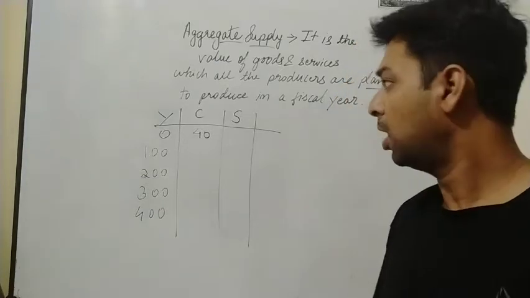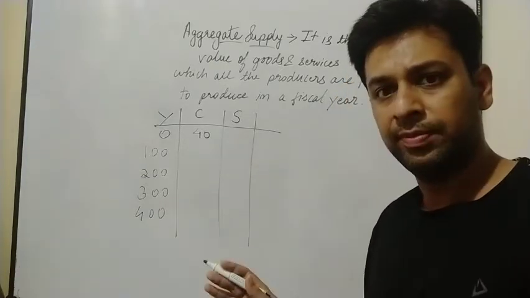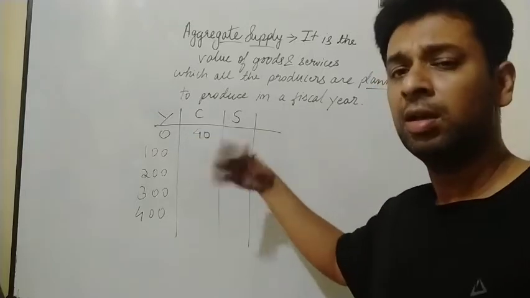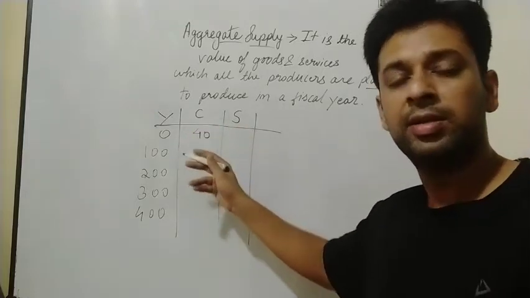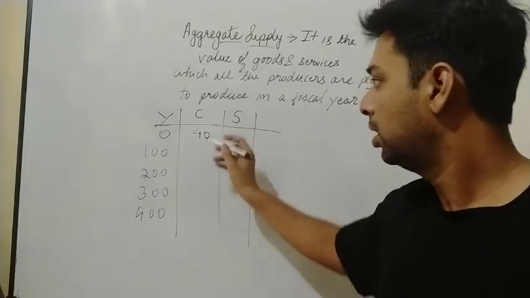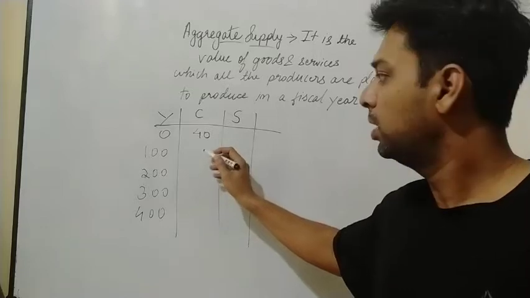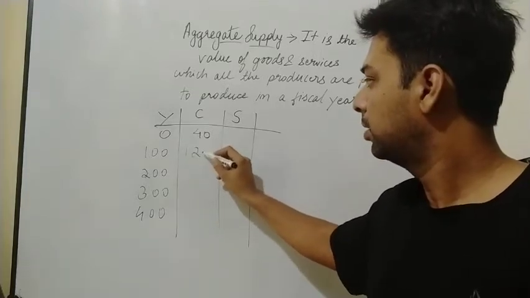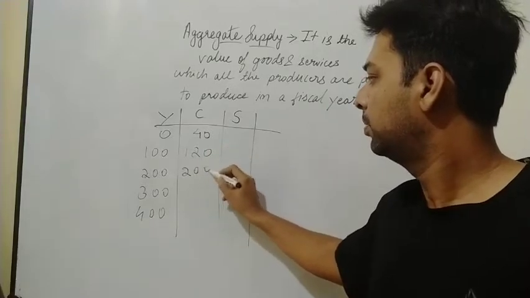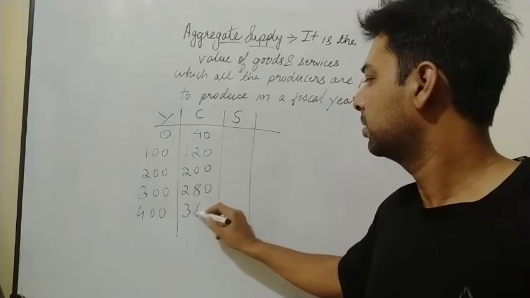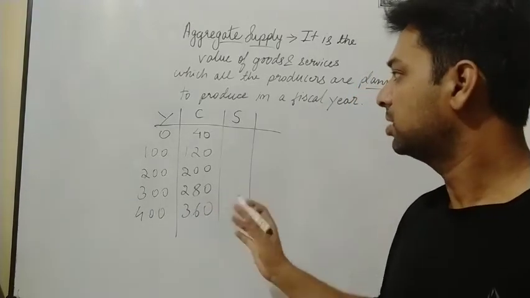Fine. Now, when you increase consumption, you will be increasing it at a lesser rate. Don't increase it at a higher rate. If you are increasing income by 100, don't increase consumption by 120 or 140 like that. So I'm increasing it by only 80. If you increase it by 80, it will be 120, 200, 280, and after that 360. Okay, now what is saving?